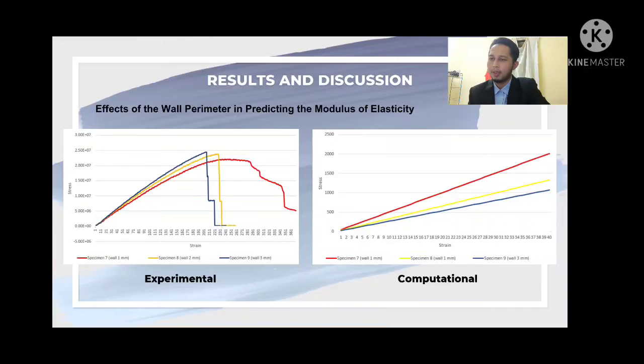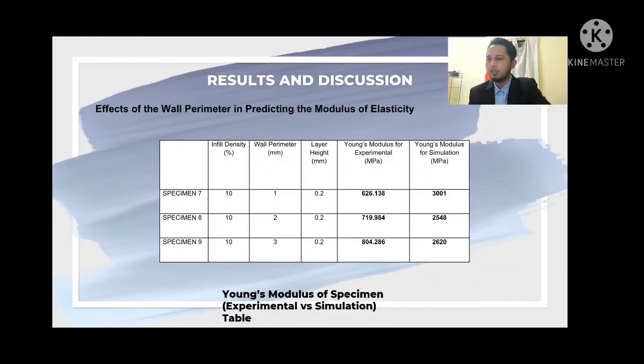However, in the simulation analysis shown, the stress strain curve does not follow the hypothesis. The trend seems to be quite the opposite, with wall 1 mm having the highest curve, followed by wall 2 mm, and the last goes to wall 3 mm. The figure shows Young's modulus of experimental and simulation for wall parameter tests.